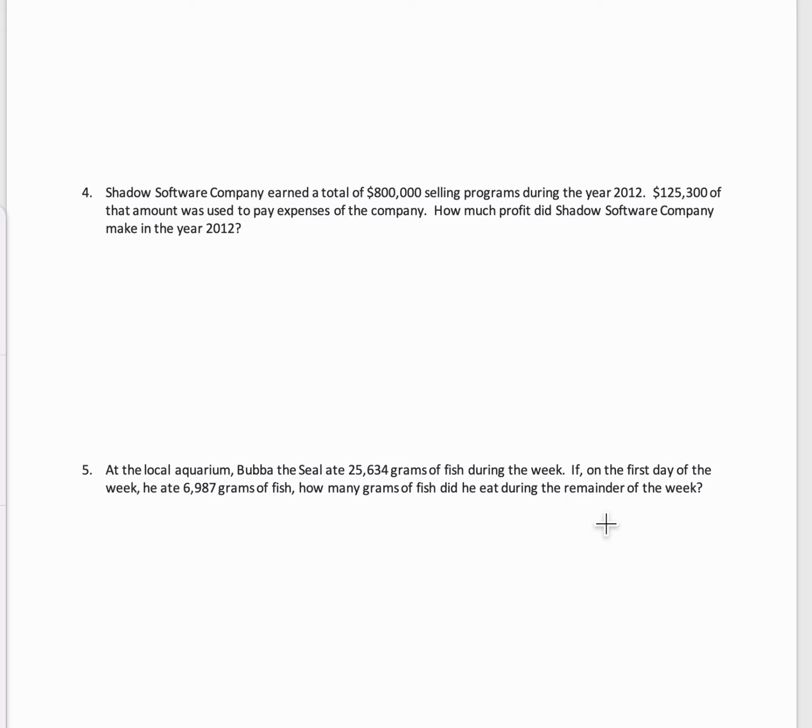Number 4, Shadow Software Company earned a total of $800,000 selling programs during the year 2012. $125,300 of that amount was used. Oh, what does it mean to use something? Do you still have it once you've used it? Has it gone away? It asks, how much profit did Shadow Software Company make in the year 2012? Okay, so if they use part of those expenses, you have to subtract the two to find the amount that they actually made.